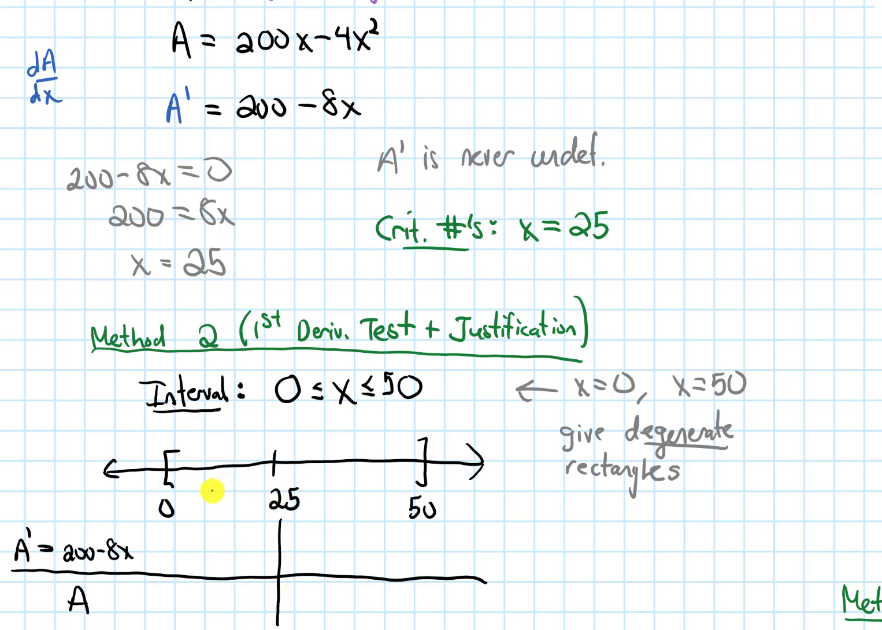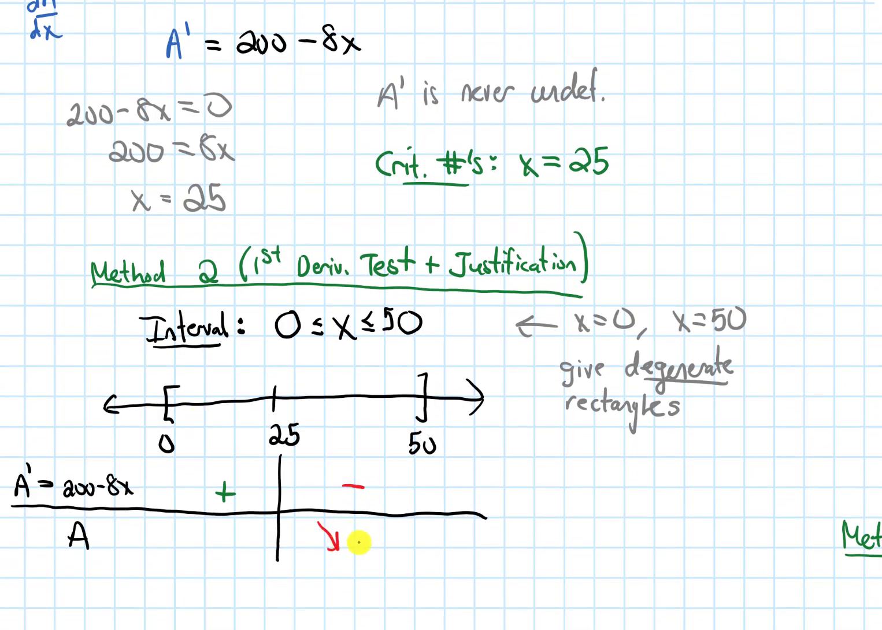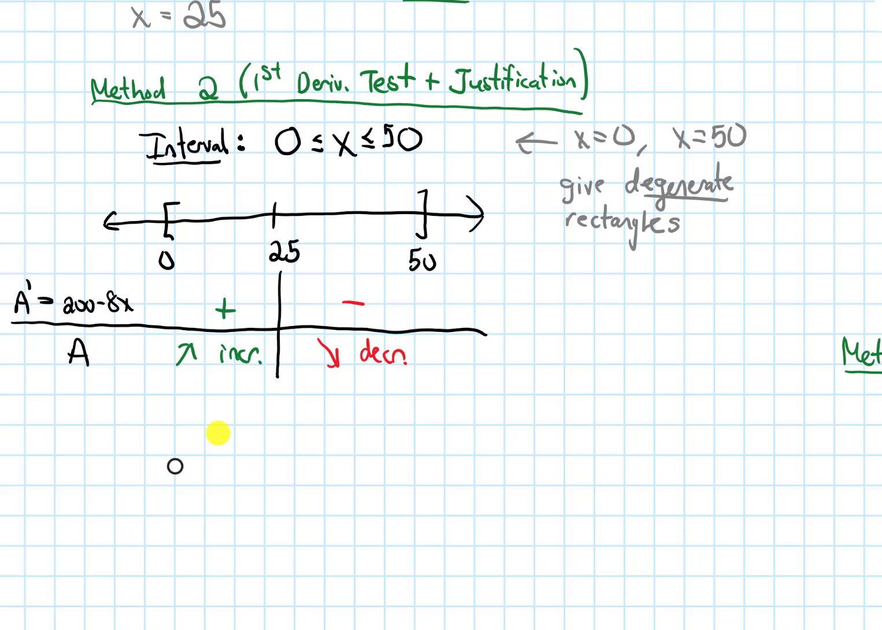If I plug in something smaller than 25, like 1, into this derivative, my derivative is going to be positive. But if I plug in something between 25 and 50, that'll make my derivative negative. When the derivative is negative, A is going to be decreasing. When the derivative is positive, the original function is going to increase. So using the first derivative test, it would technically tell me that I have a local max at 25, because my function changes from increasing to decreasing, and it's continuous there.